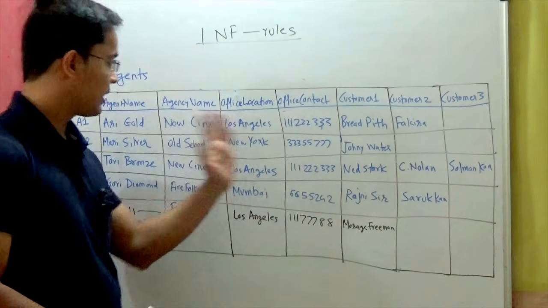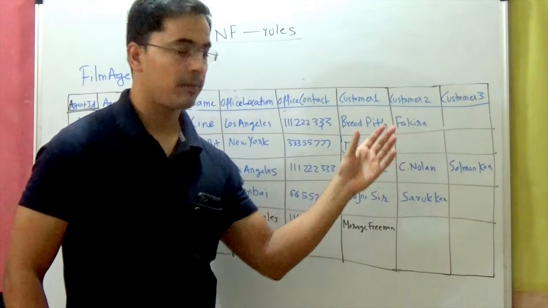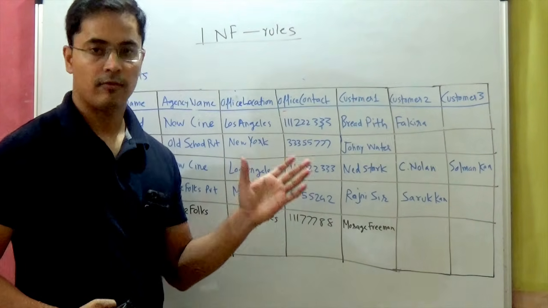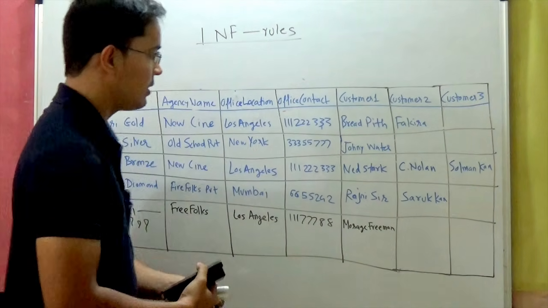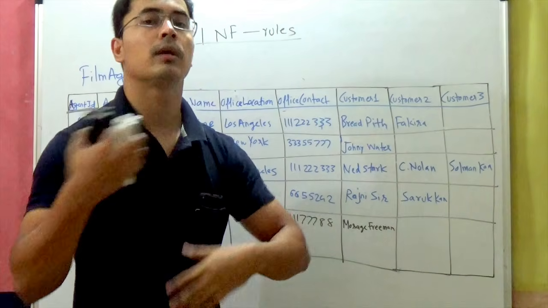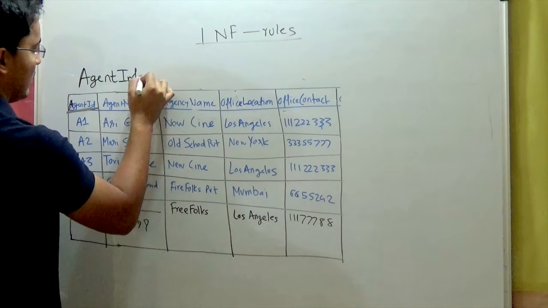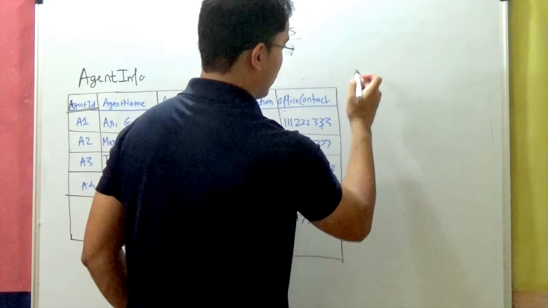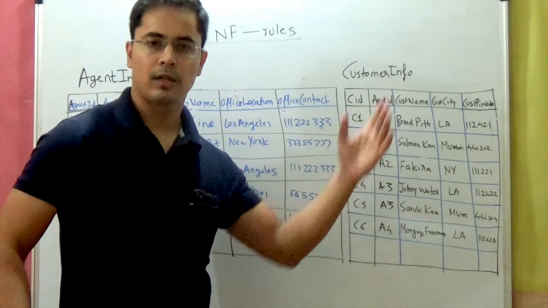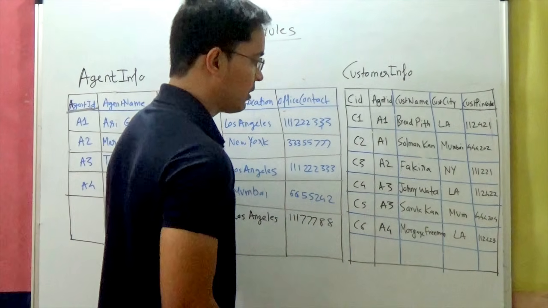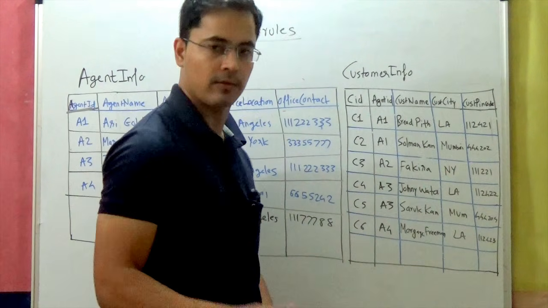So currently this table is not in 1st normal form. Why? Because it has a group of columns which are representing similar information. In order to achieve 1st normal form, I will divide this table into 2 tables. So I'll separate out the customer information into another table. Now I'll call this table agent info, right? And I'll create another table called customer info. All right, so this is my customer info table. So we have Brad Pitt, Salman Khan, Fakira, Johnny Water, Saruk Khan, and Mortgage Freeman.